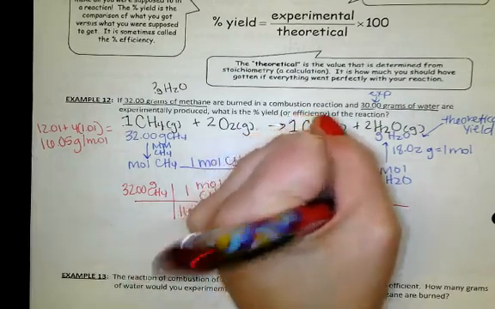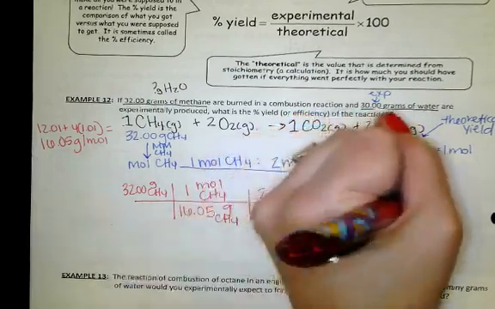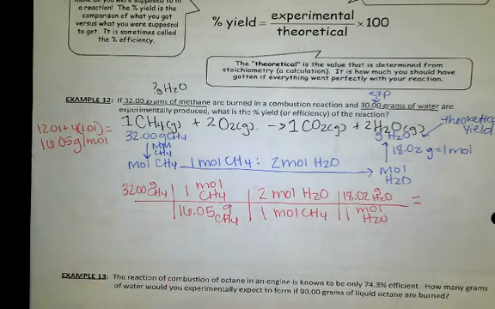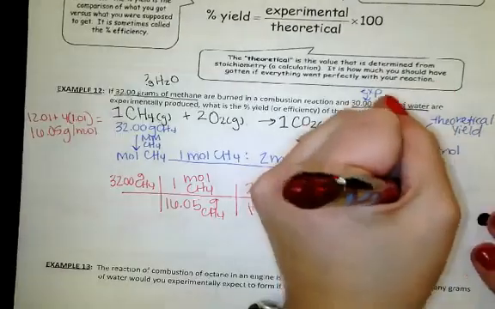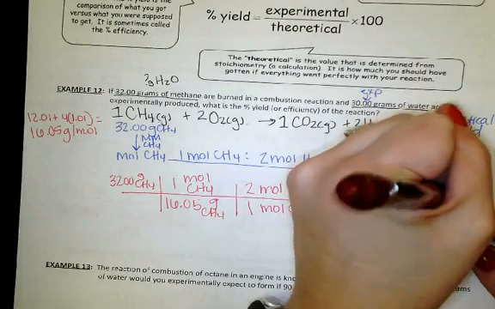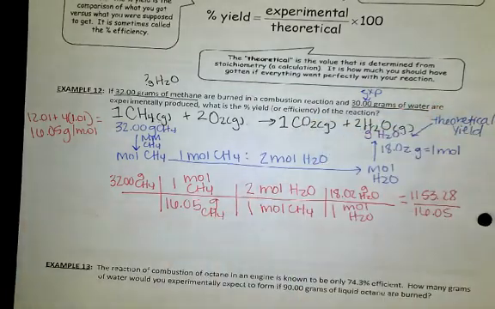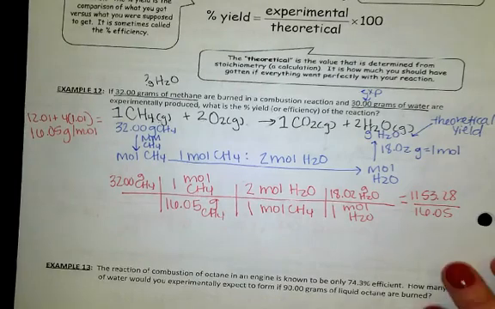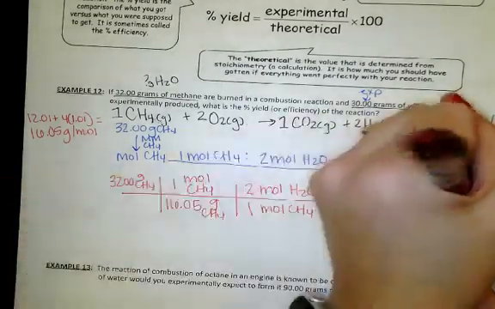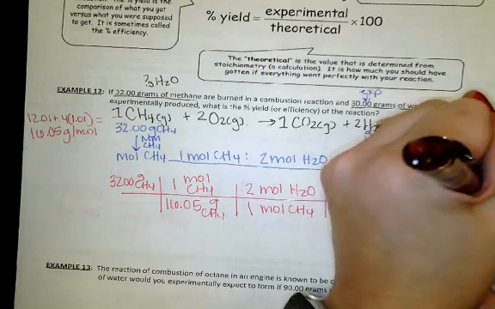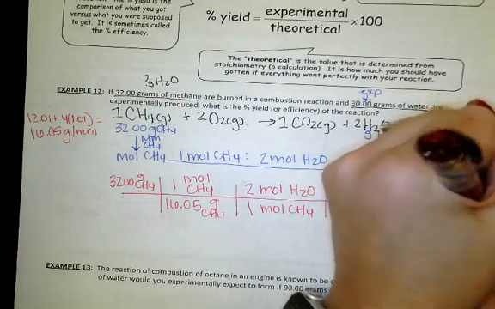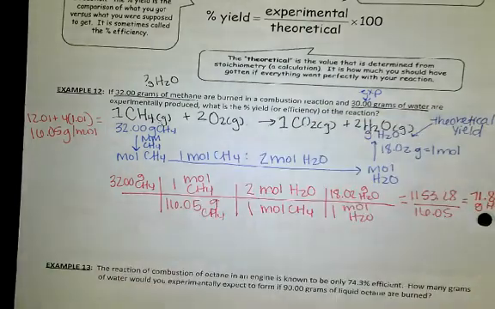So 32 times 2 times 18.02. That gives me 1153.28 on the top, divided by 16.05. That's going to give me 71.86 grams of water. Okay? So that's how much water we can produce if we have 32 grams of methane.